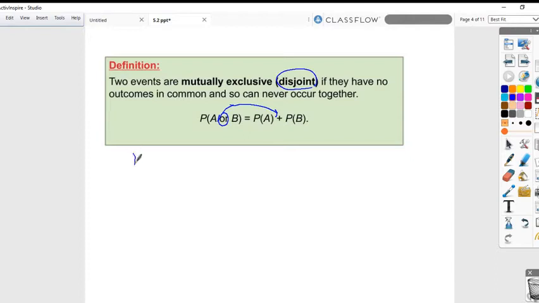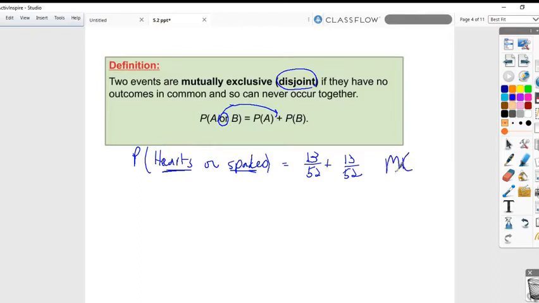An example in cards: if I'm talking about the probability of hearts, or the probability of spades. How many hearts do I have? 13 over 52. How many spades do I have? 13 over 52. Can you have a card that is both a heart and a spade? No. So we call that mutually exclusive or disjoint.